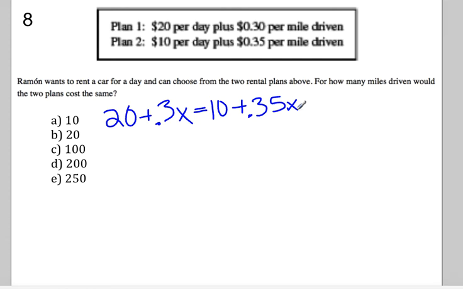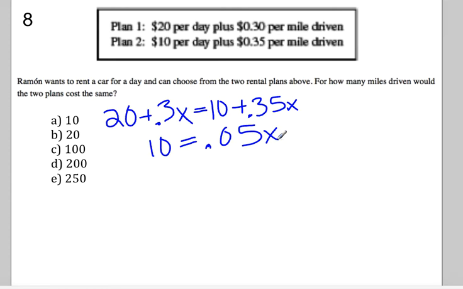And when you do that, you'll find the amount of miles when the 2 plans cost the same. So here you subtract 10 and subtract 0.3x, and you should get something like 10 equals 0.05x. And if you did 0.5x, which is a very common mistake, right, you would probably get an answer of B, which is 20. However, 0.05 is definitely very different.